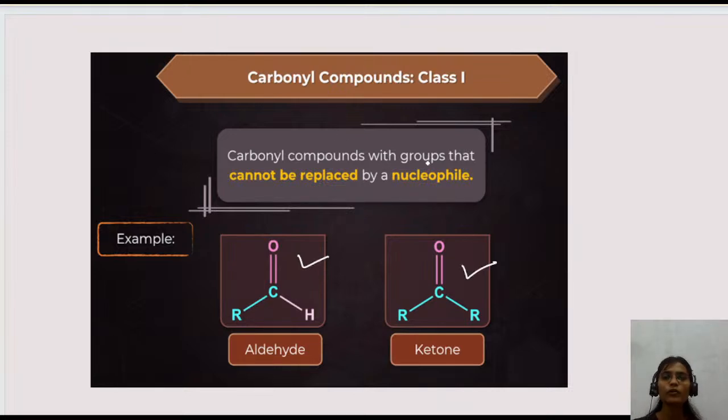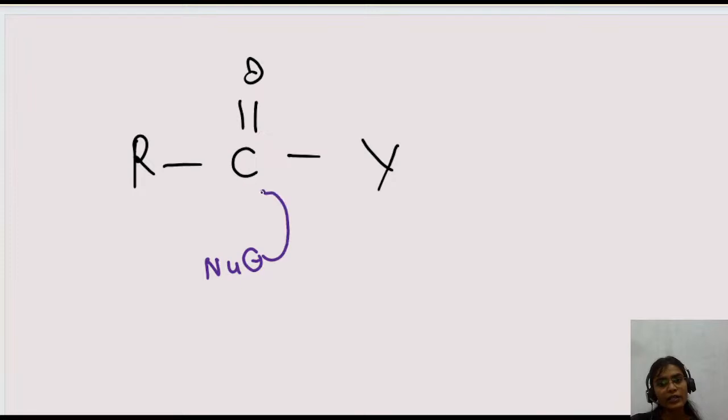So the carbonyl compound with the group that can't be replaced by any nucleophile. What is the meaning of this statement? Let's suppose you have an R, CO group. If some nucleophile is there, be noted that the nucleophile every time attacks here. Why is it every time attacking here? Because of the partial negative charge on oxygen and partial positive charge on carbon. So it's not like the nucleophile comes and replaces this Y. No. Nucleophile always attacks on the carbon.